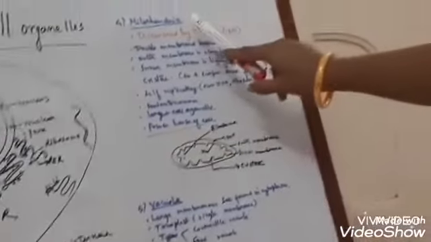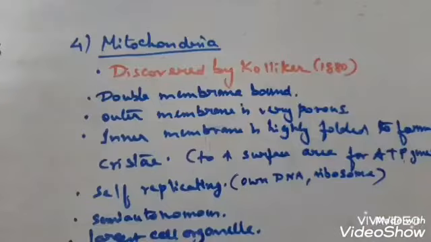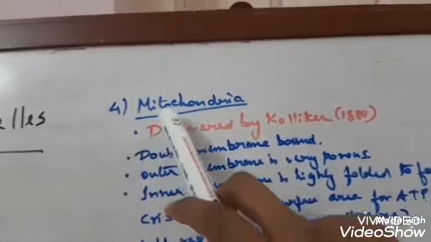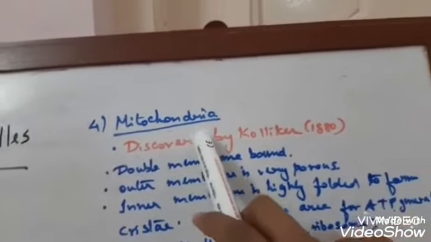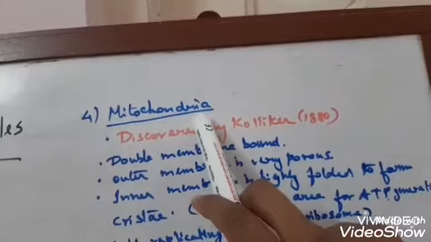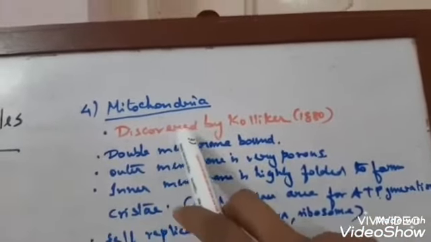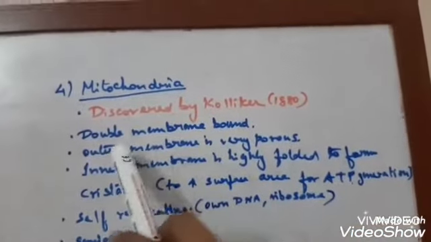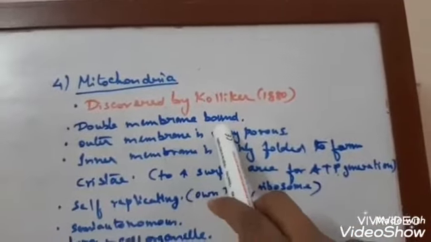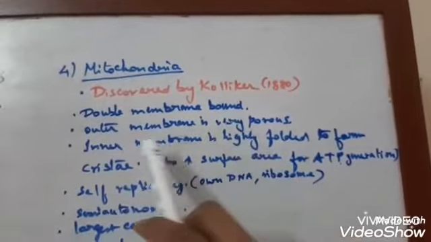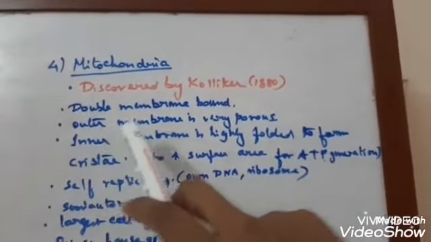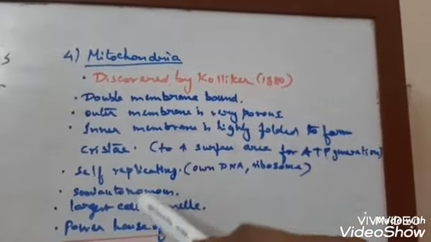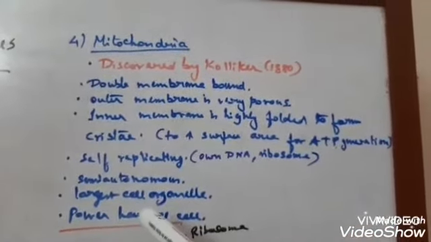Next cell organelle is mitochondria. Now mitochondria is the plural form, mitochondrion is the singular. Mitochondria was discovered by Kolliker in the year 1880. Mitochondria is a double membrane structure. It is a double membrane bound organelle, and it is a very important cell organelle because ATP, or energy, is synthesized here. It is called the powerhouse of the cell.